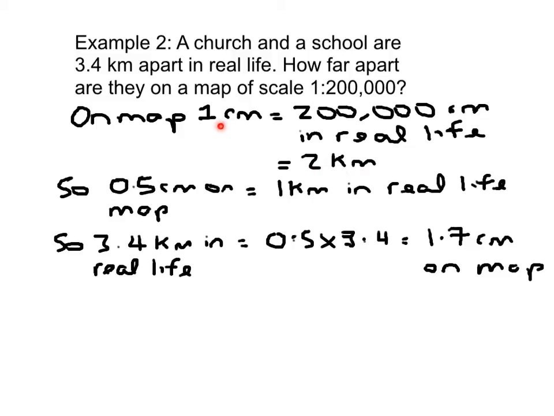So every single map centimetre equals 2 kilometres in real life, which means that 0.5 of a centimetre is the same as 1 kilometre. And if you understand what 1 kilometre is on a map, again, it makes your life a lot easier. We want to know, though, how much 3.4 kilometres is. Well, that's straightforward now. We know that we've got 0.5 centimetres being 1 kilometre. So 3.4 kilometres is 0.5 centimetres multiplied by 3.4, which is 1.7 centimetres on our map.